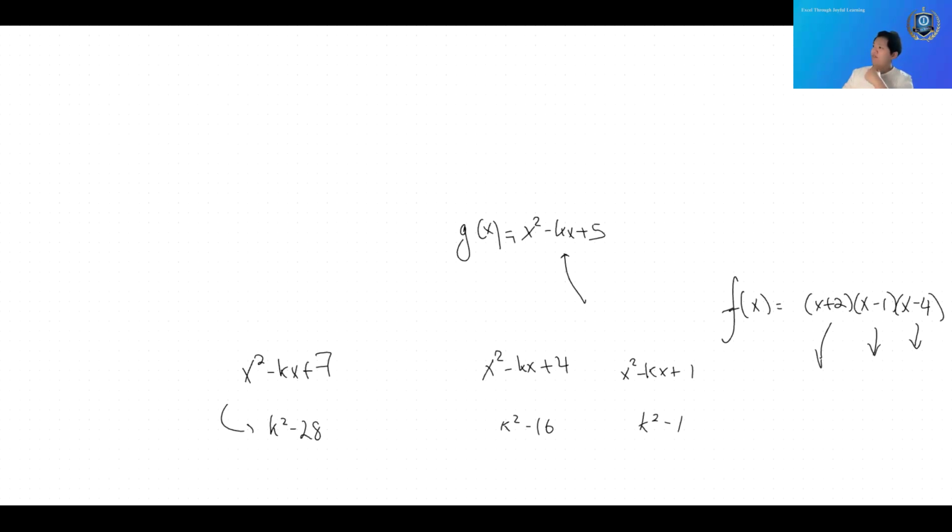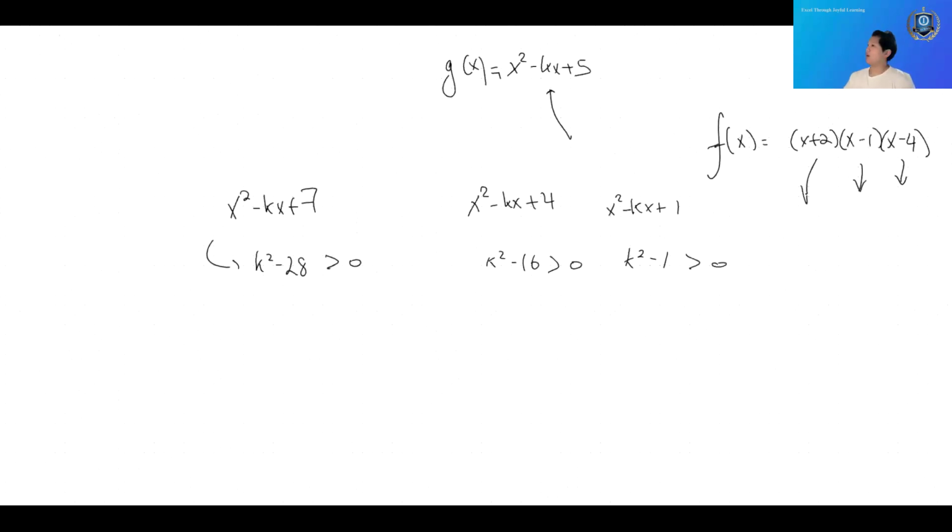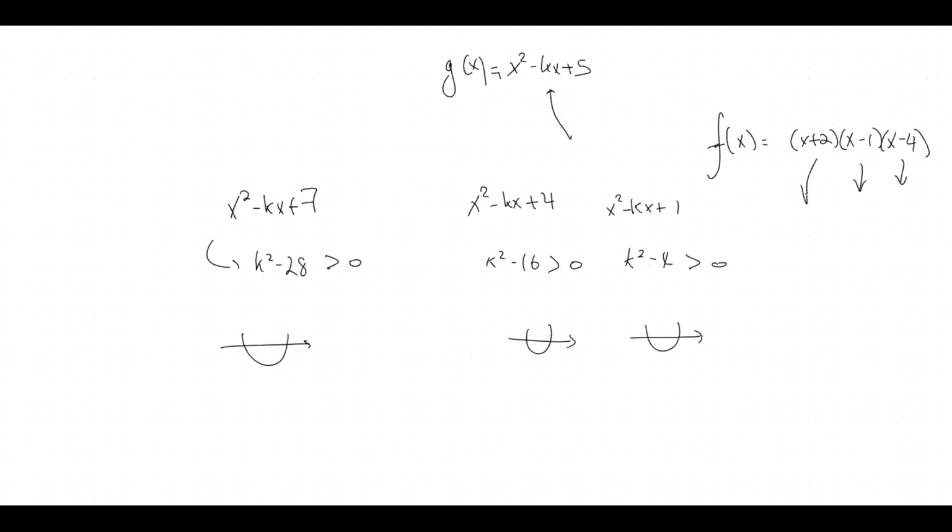I want each of these to be bigger than 0. When we have a quadratic inequality, we must draw out the quadratic. Do you see my screen? The roots here would be negative root 28 and positive root 28, negative 4 and 4, and negative 1 and 1.